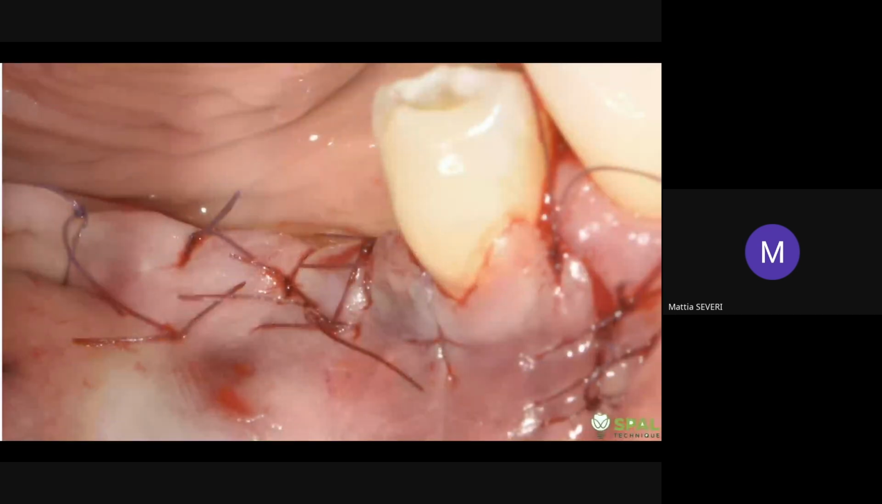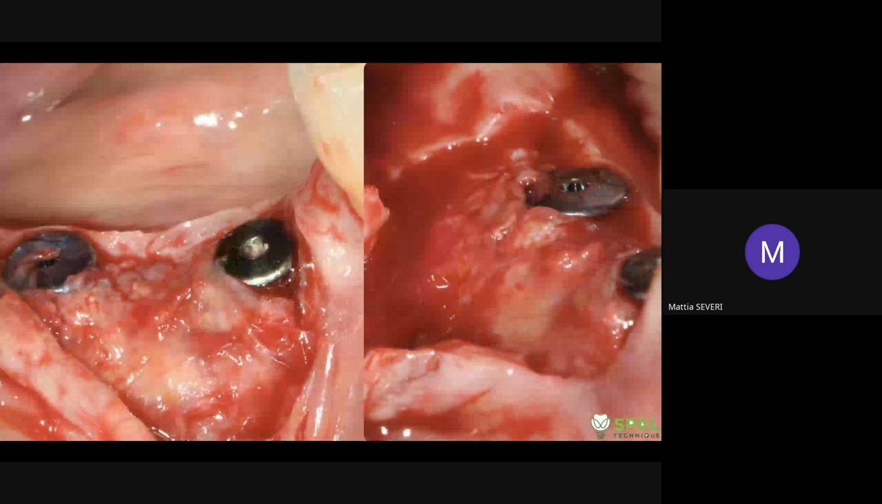And at this 6 months after placement, you can see that peri-implant bone deficiencies were completely corrected. An adequate, that means at least 2 millimeters, peri-implant bone tissue thickness was present.